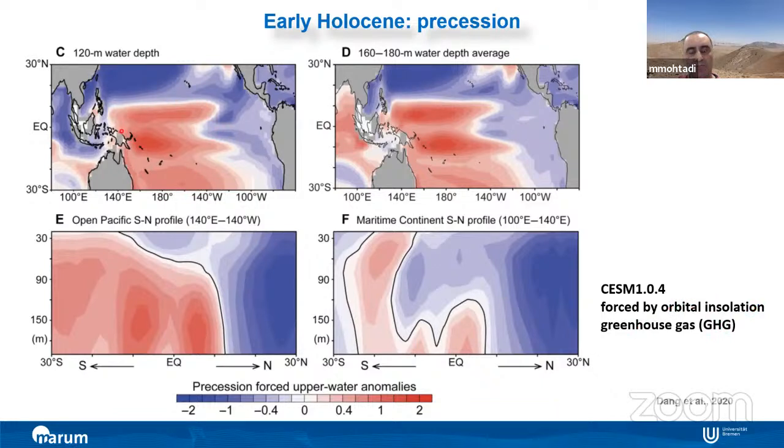This is the response to precession during the early Holocene at thermocline depth, 120 meters. So the whole Western Pacific, particularly the Southern Pacific, is warm. This is actually a cross-section into the ocean, so the upper 200 meters or so, 30 degrees south of the equator and 30 degrees north of the equator. So this warming is really in the Southern Pacific. So precession was responsible, according to this study, for warmer thermocline temperatures during the early Holocene.